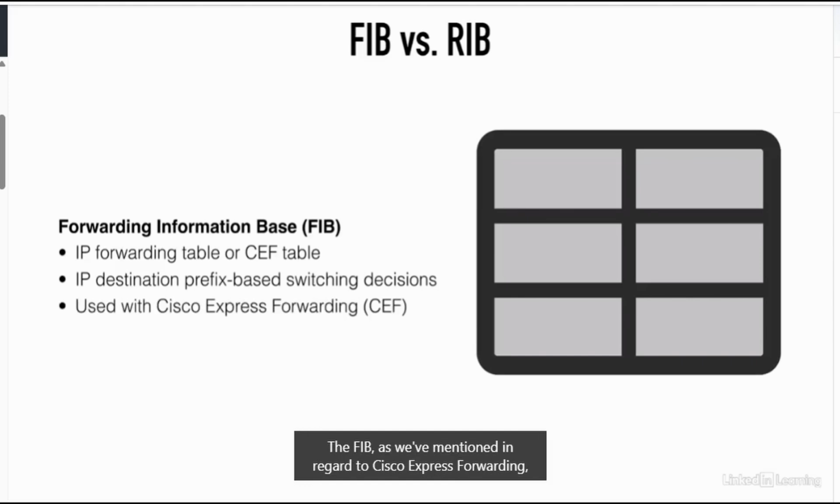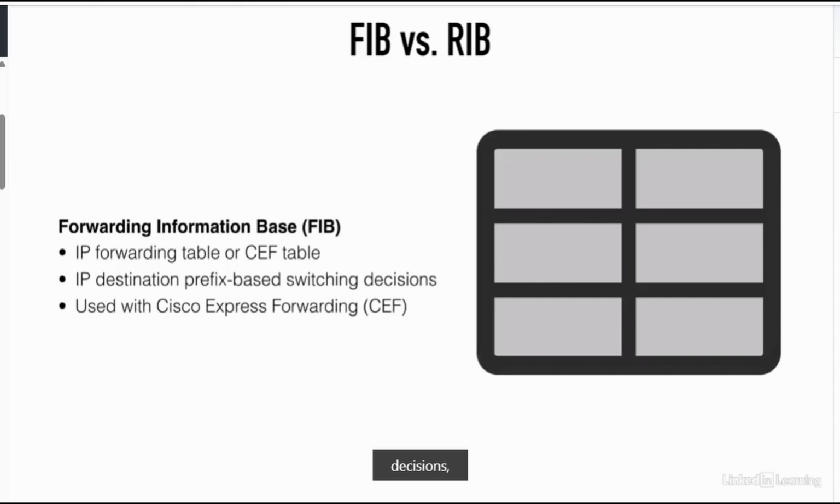The FIB, as we've mentioned in regard to Cisco Express Forwarding, is also used in conjunction with CEF. The FIB itself is a direct copy of the routing table. Each time a routing change occurs and the routing table is updated, the FIB is also updated to reflect those changes. With CEF, the FIB is used to make IP destination-based switching decisions, which takes the CPU out of the equation and creates a faster, more lightweight switching process.